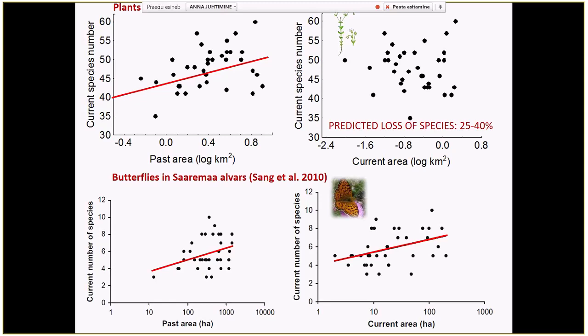For butterflies, which are a species group that responds much faster to changes because they are not so long-living as vascular plants, they responded much faster to habitat changes. They show usually very limited extinction debt, also confirmed in other studies, compared to plants.